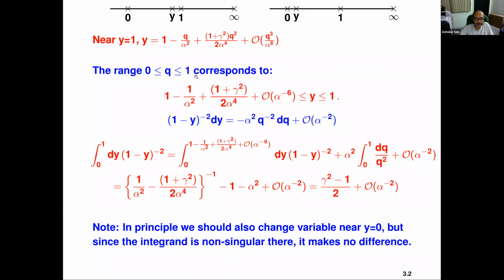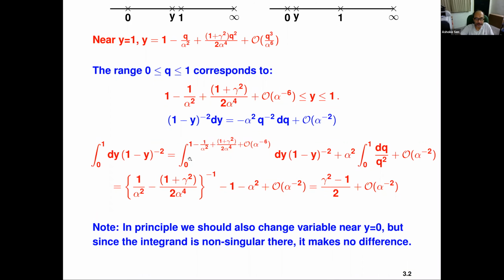So now we see that the range where q lies between 0 and 1, using this change of variables, translates to the range of y that is given here. And here you see that if you want to cut out some region near 1, say 1 minus epsilon to 1, you have to adjust your alpha so that 1 minus epsilon becomes 1 minus this object. So this is the range in which we will make the change from y to q. In the rest of the range, we will keep y as it is.